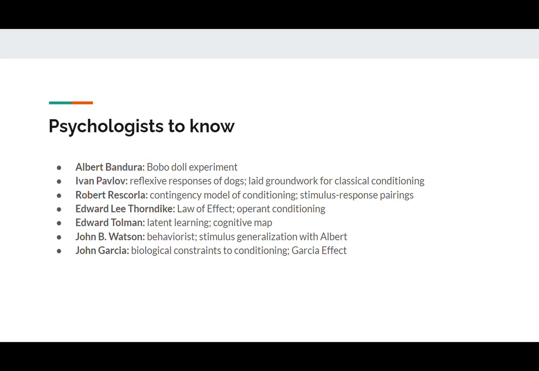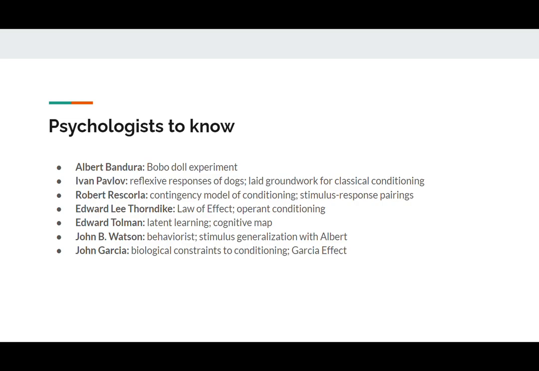And then we have Edward Lee Thorndike. He was known for the law of effect, which suggests that behaviors with favorable consequences will be strengthened, while behavior followed by unfavorable consequences will be weakened. His theory laid the groundwork for B.F. Skinner's future contributions to our understanding of operant conditioning.